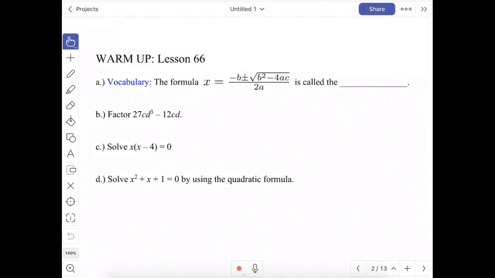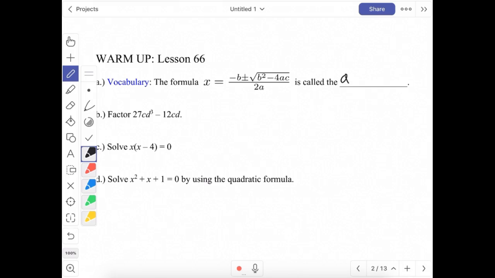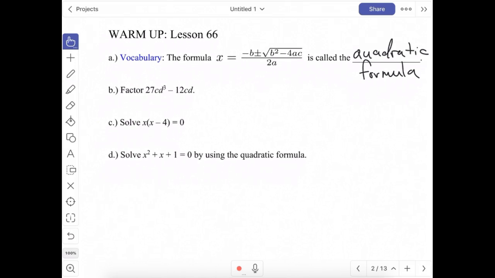So starting off, our warm-up vocabulary. The formula x is equal to negative b plus or minus the square root of b squared minus 4ac divided by 2a is called the quadratic formula.